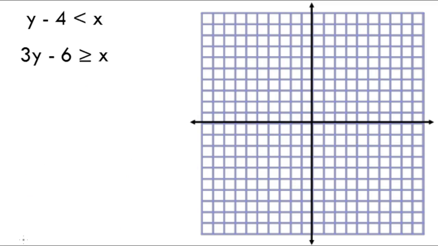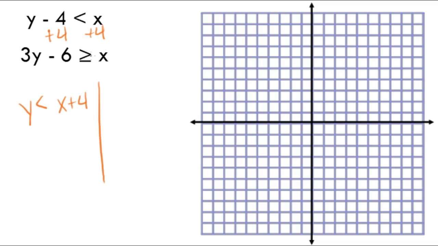Alright, moving right along, this time we have inequalities. And there's some differences here too. So we're going to start the same exact way. I'm going to pick a new color, orange this time. And we're going to say this is not solved for y, so we're going to add 4 to both sides. And I get y is less than x plus 4.